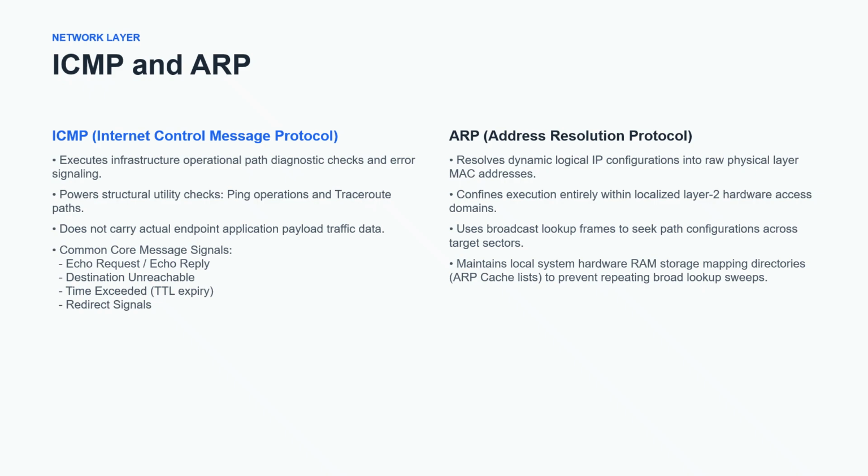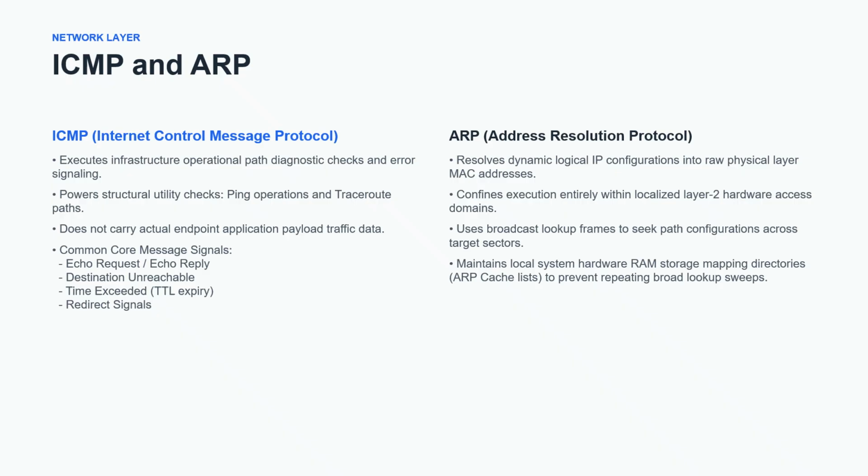Internet Control Message Protocol. ICMP is a network layer protocol used for error reporting and diagnostic functions in IP networks. ICMP is primarily used for error messages. When a router cannot deliver a packet, it sends an ICMP error message back to the source. ICMP supports diagnostic tools including ping and traceroute. ICMP is not used for user data transmission.